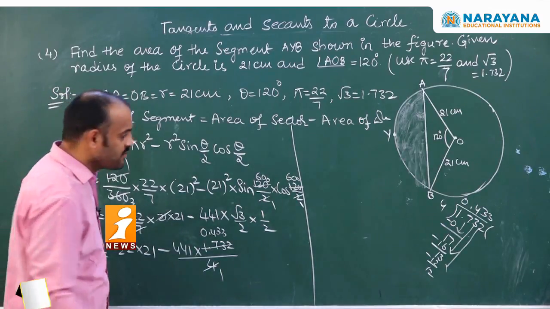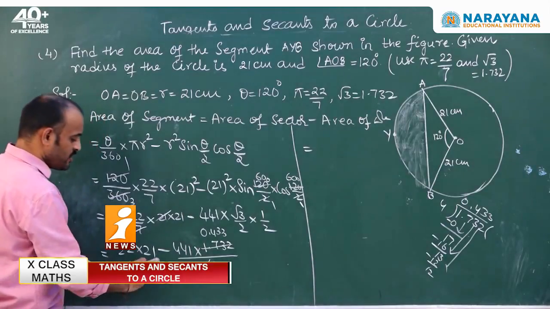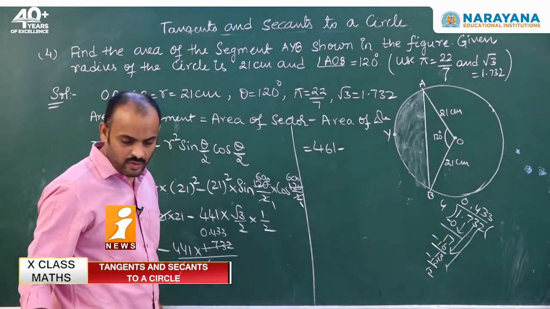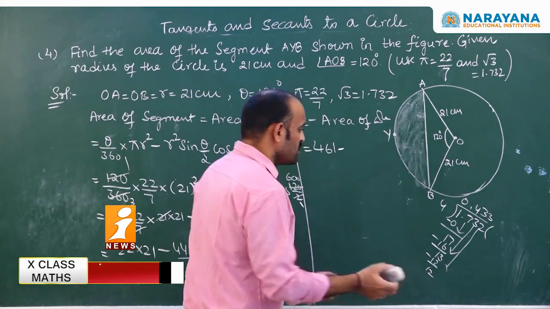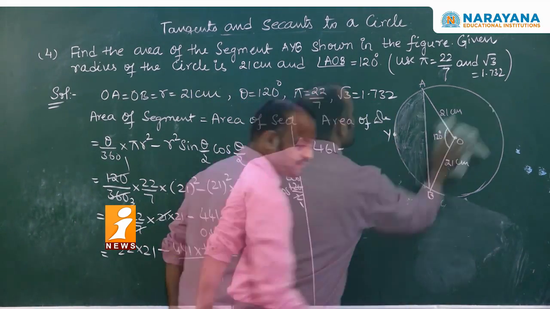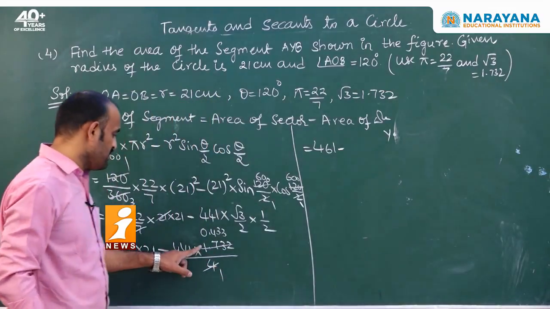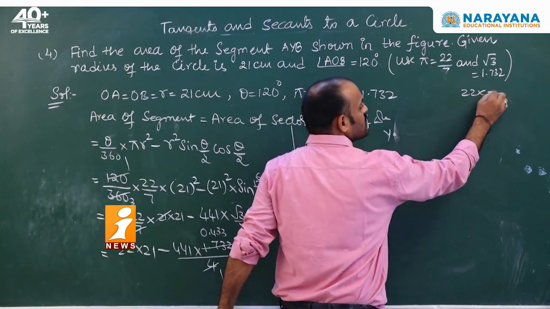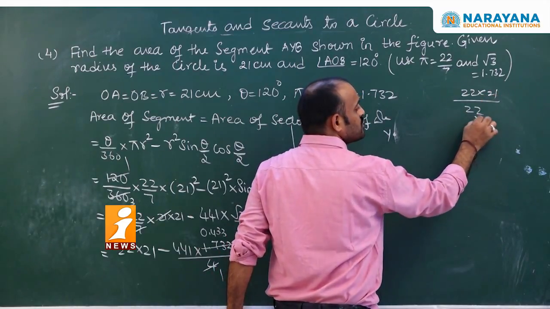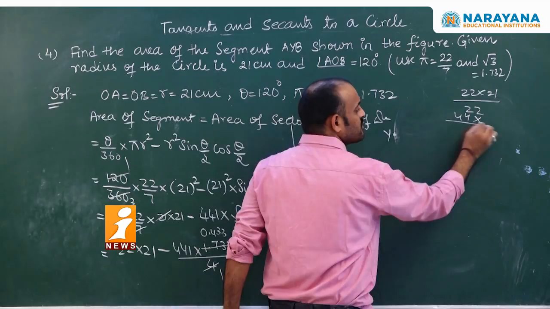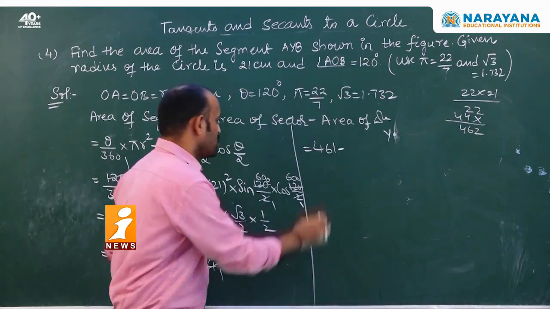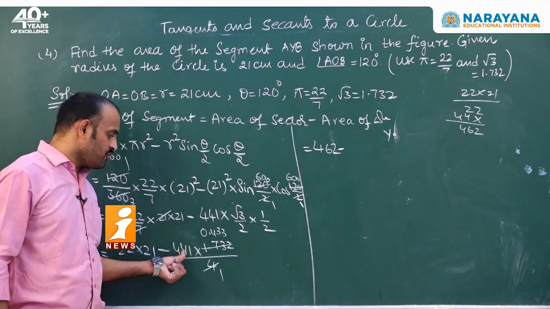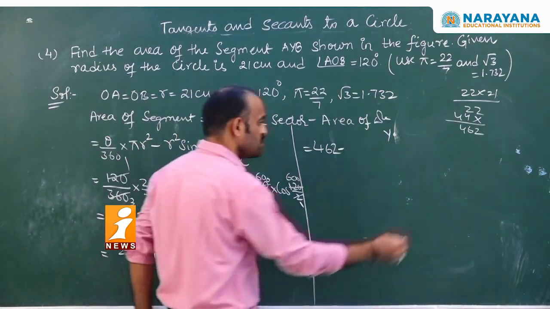Now here we have 22 into 21, 462. If you want, we will do it here. See here, I will do this division part, multiplication part and all. 22 into 21: 1 into 22 is 22, 2 into 22 is 44, which gives you 462. Now minus 441 into 0.433.